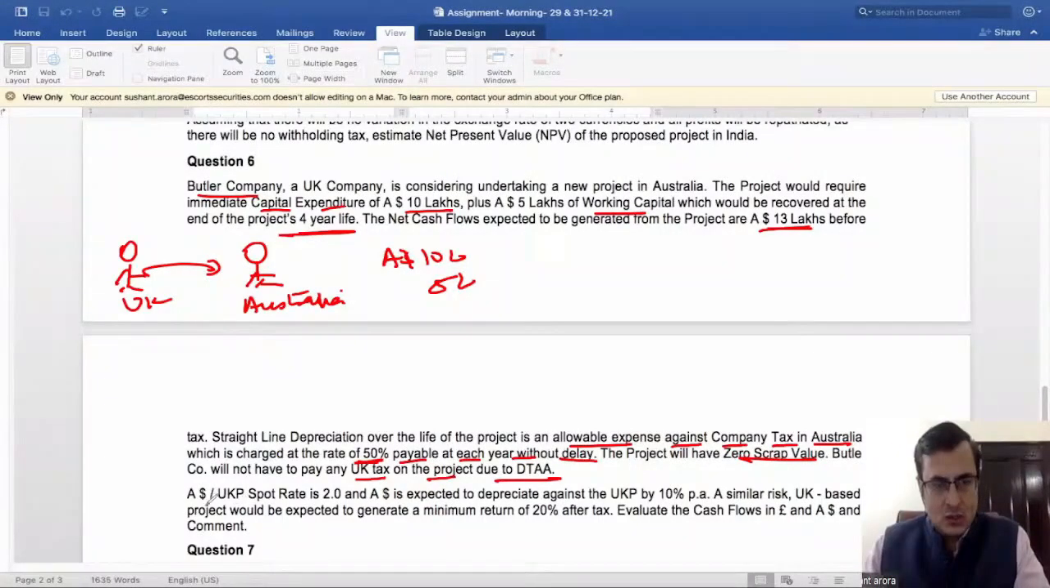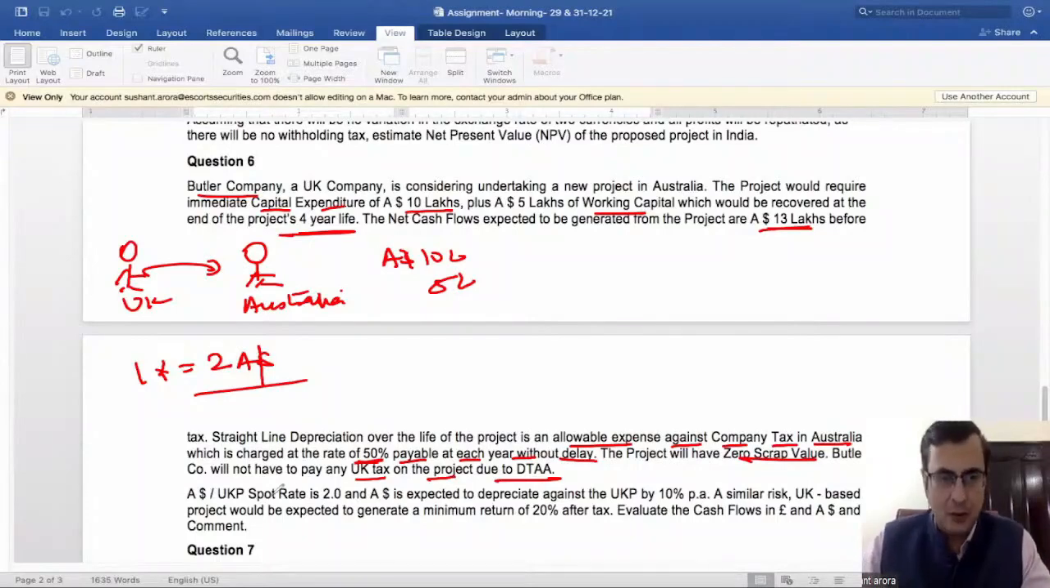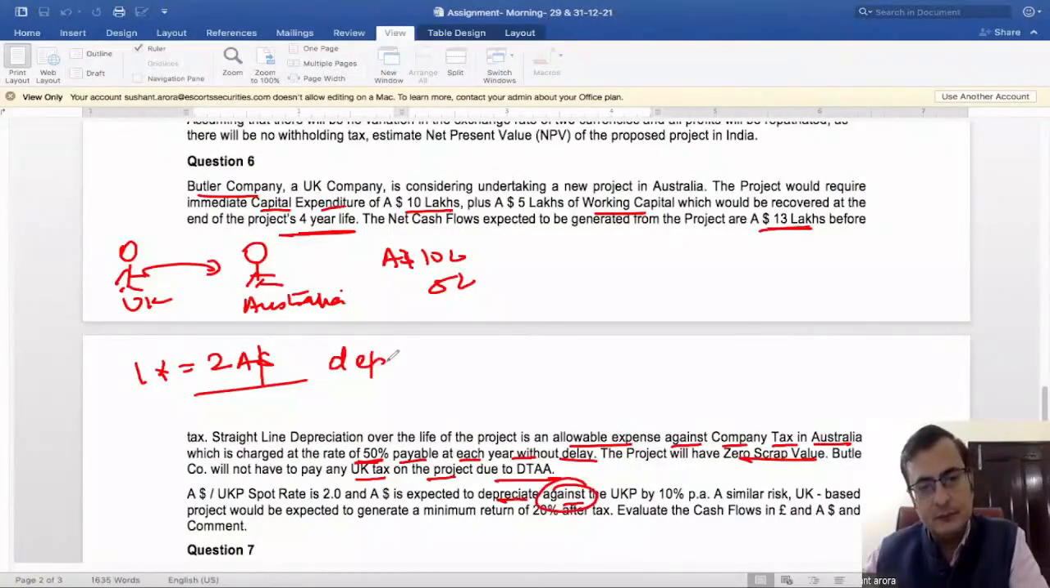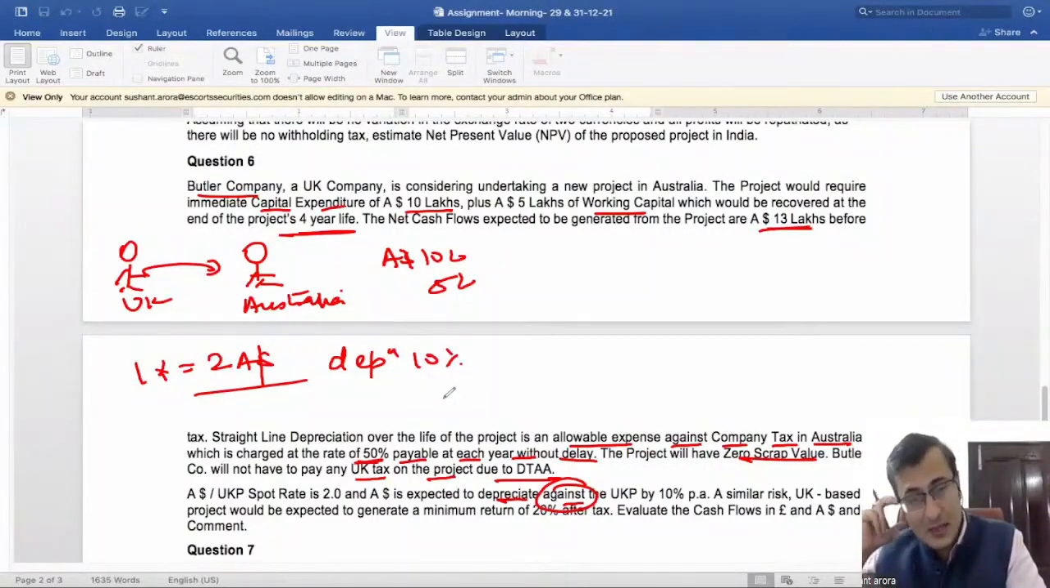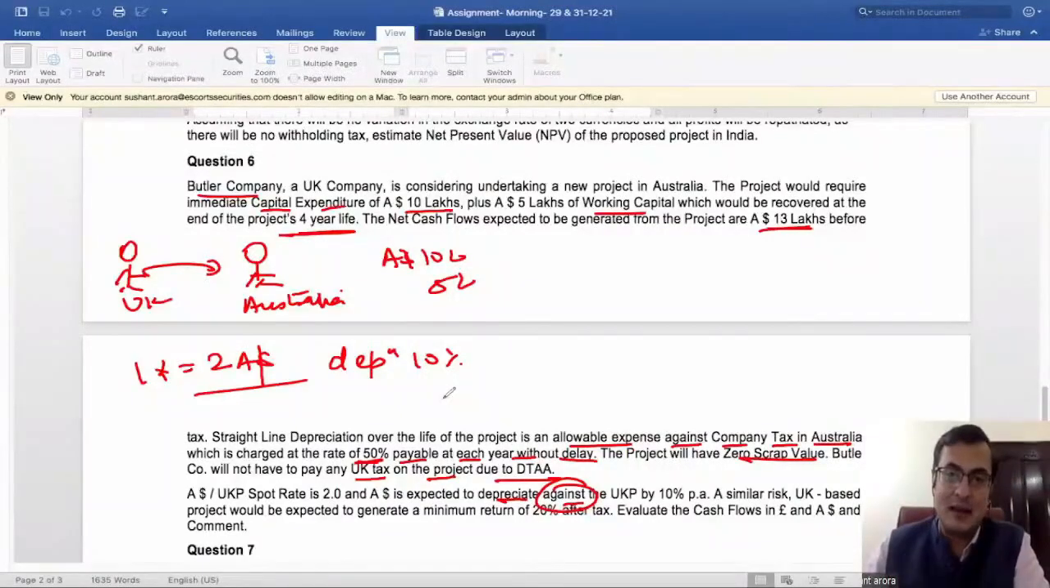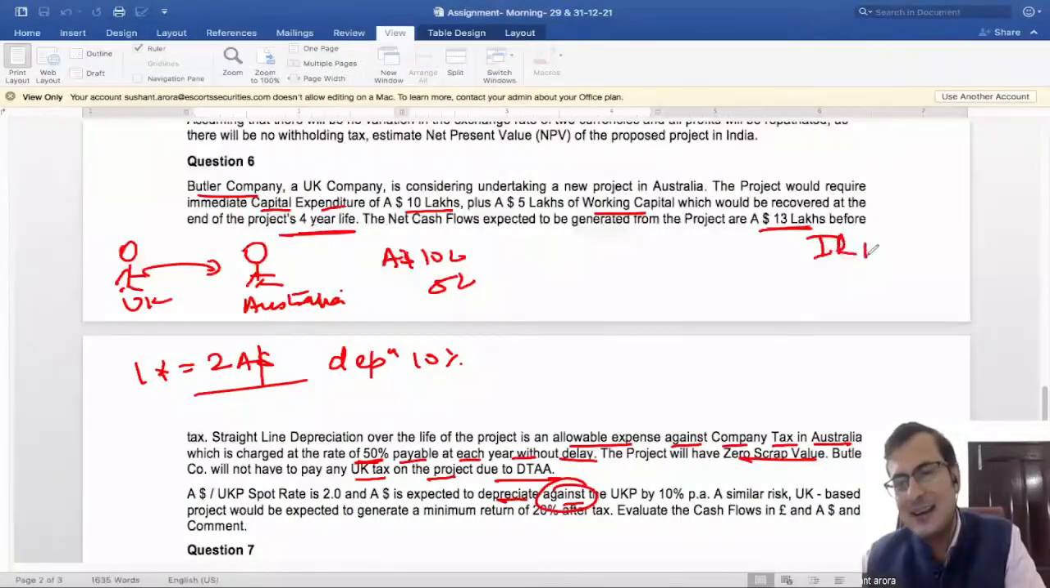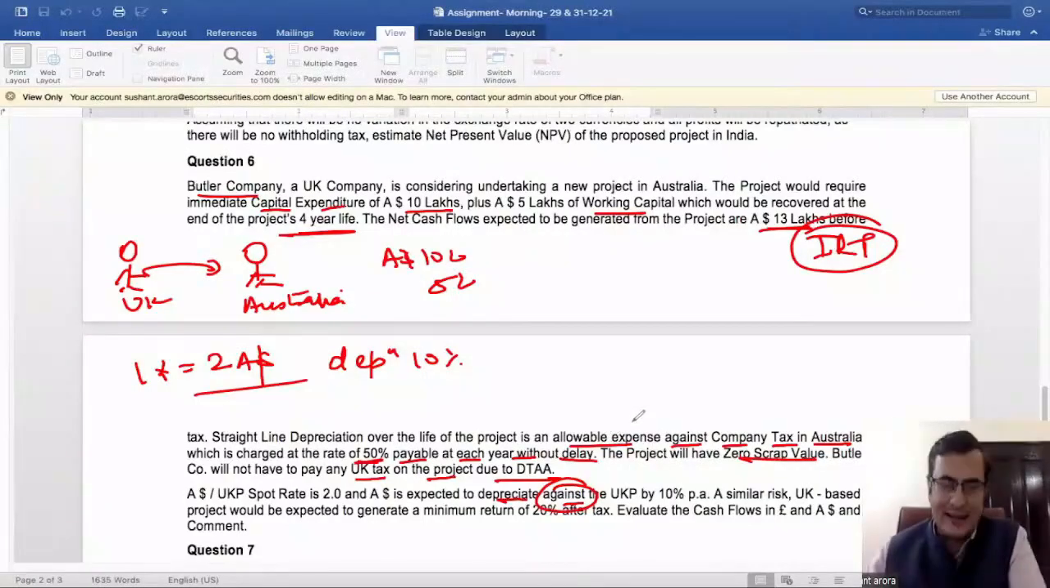No dual tax. So the current spot rate is £1 equals 2 Australian dollars, because it says Australian dollars per UK pound is 2, and they are expected to depreciate against the pound by 10%. Sir, how to incorporate this? Beta, now you will be applying the interest rate parity. Clear? Wait, you'll get time.